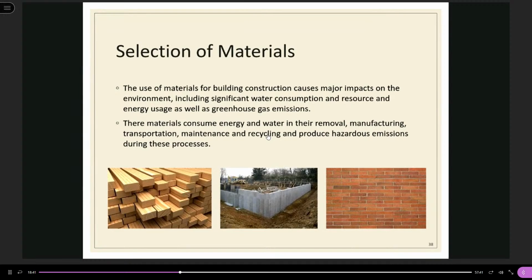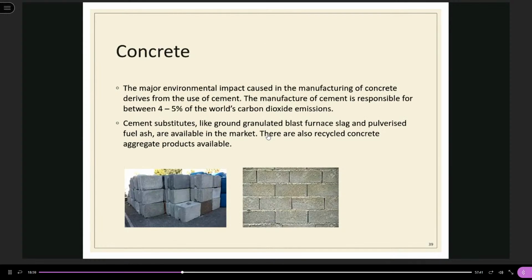So not just the timber, but also the energy that we spend for extracting the timber from the tree, and then processing the timber into ready construction materials, and then transporting the timber to the construction site. So all these consume energy and produce greenhouse gas. Okay, so we will talk about different kinds of materials one by one.